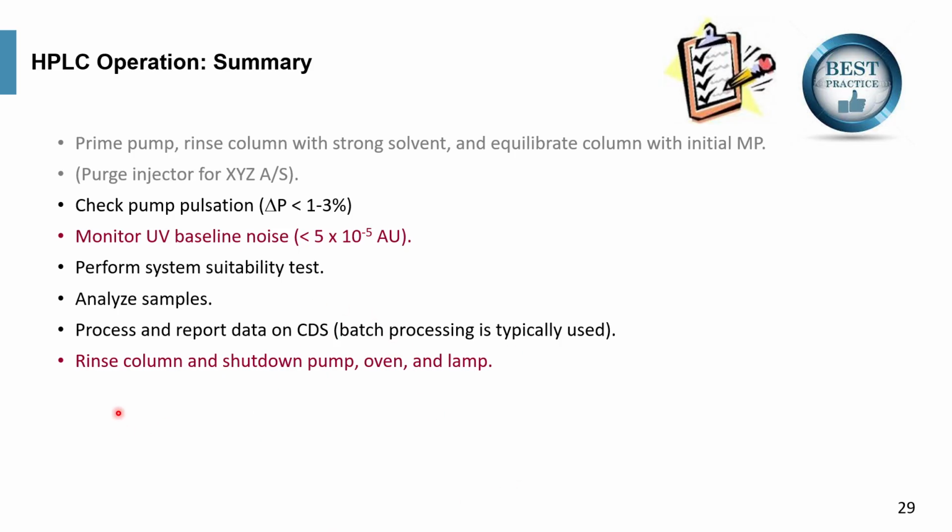And definitely when you shut down, you can automate that in the sequence. Rinse the column, shut down the pump, the oven, and the lamp.